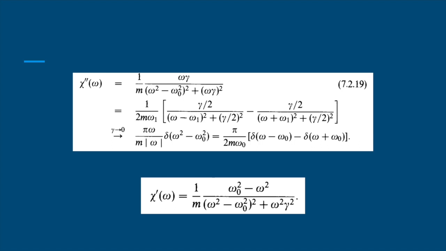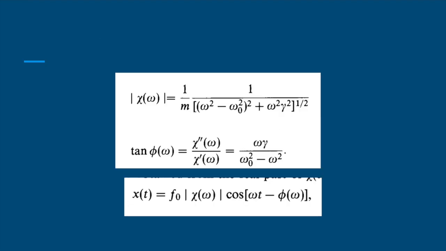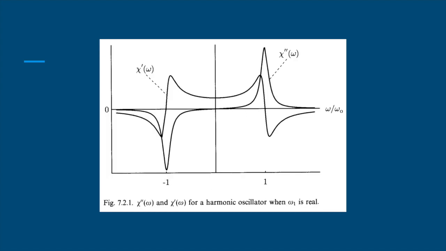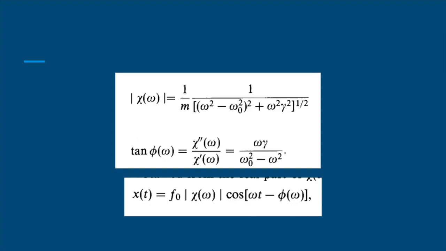From this we can say that the steady state time dependence of x of t in the presence of a force F, which we can model as f naught cos omega t, is obtained from the real part of this function, chi of omega f naught e to the power minus i omega t. So the real part of the function will be this, and this is the magnitude and the angle of the function. And these are the plots for the real part and the imaginary part of this function.